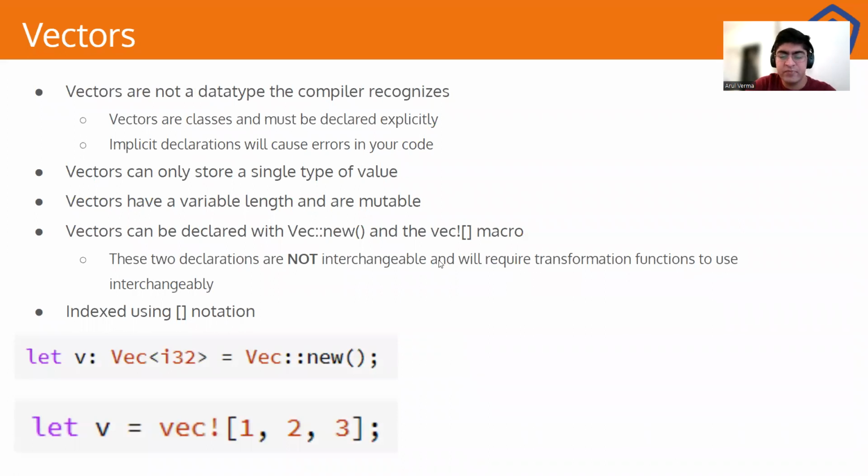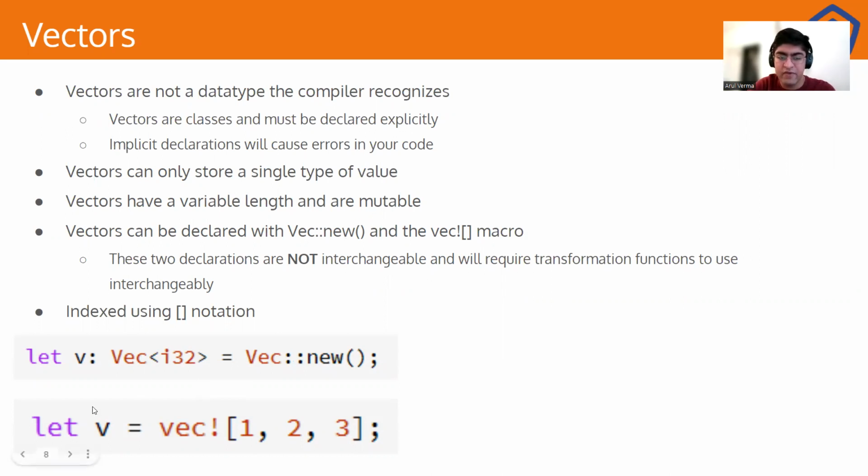Finally, let's talk about vectors. Vectors are not a data type the compiler explicitly realizes. They're not built into Rust, and implicit declarations of vectors will cause errors in your code because vectors don't have an implicit declaration handler. Vectors can only store a single type of value, be that i32, a float, unsigned integer, character, whatever. And so you have to declare the type that you're going to be storing, and they can have a variable length and they are mutable. So vectors are your equivalent of lists in Python, but they can only take a single type.